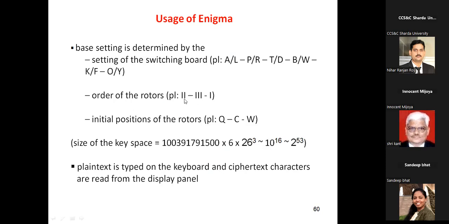It means the second will move, then the third will move, then the first will move. This is the order. Initial position of the rotors: suppose Q, C, Q. At the front you will see these three letters Q, C, Q. The size of the key space is quite high, 2^53, that we can compute. Okay, and then plain text is typed on the keyboard and ciphertext characters are read from the display panel.